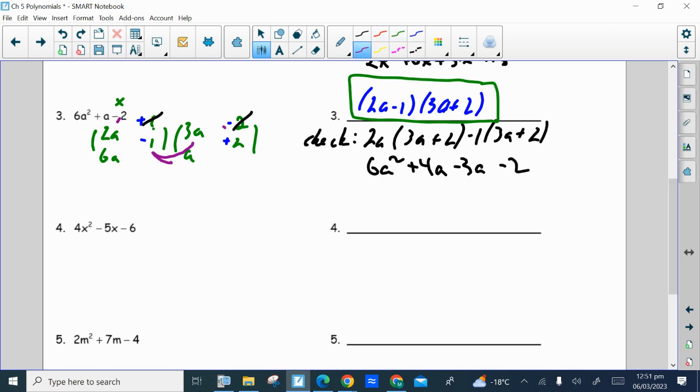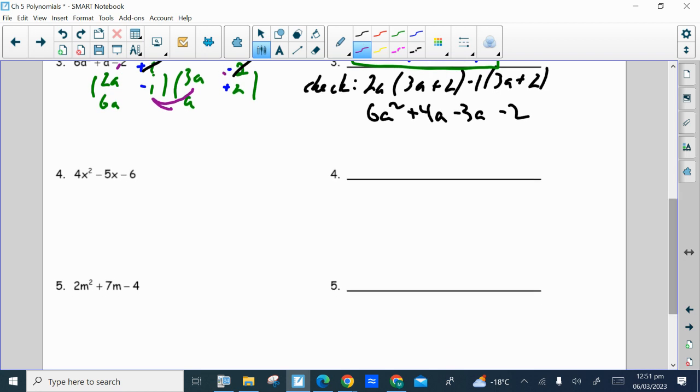Question 4. There's a number in front of the x squared, a positive 4. You cannot take it out as a common factor. So again, if there are factors, they will be binomial factors. And the front terms have to multiply to get 4x squared. So it can either be a 2x and a 2x or a 4x and a 1x. Those are the things that would multiply together to get 4x squared.